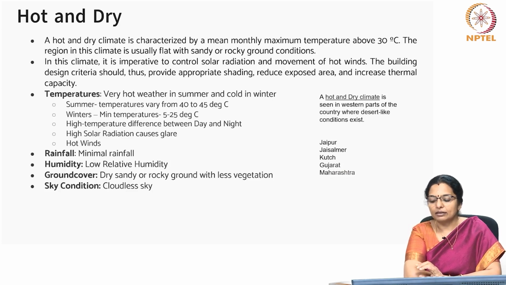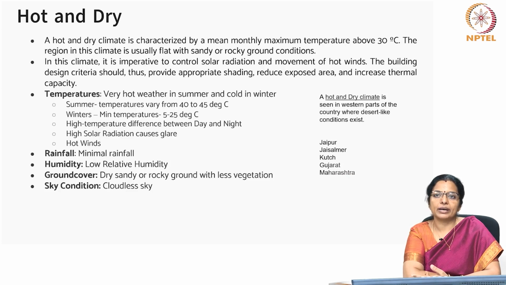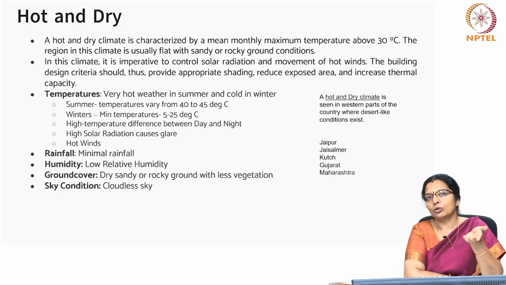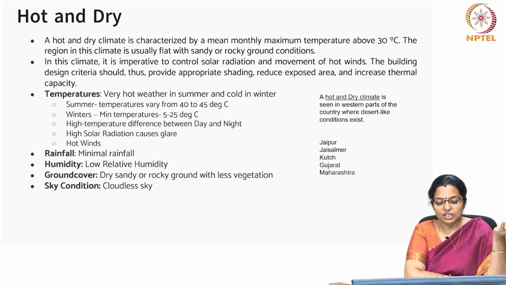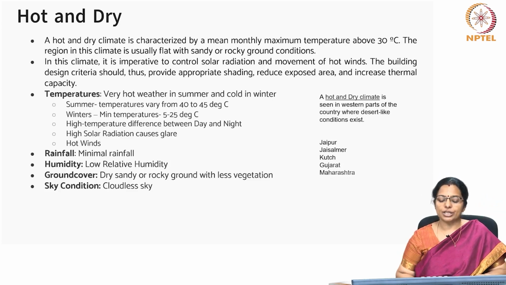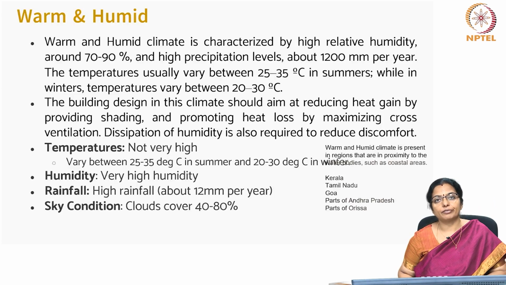Now a hot and dry climate is seen in the western parts of the country where desert-like conditions exist. For example, Jaipur, Jaisalmer, Kutch, Gujarat, parts of Maharashtra. Even though the standards say that the temperatures vary between 40 to 45 degrees centigrade, there are places where temperatures this year have even touched 50 degrees centigrade. Places like Churu, where in summer, temperature has touched even 50 degrees centigrade.